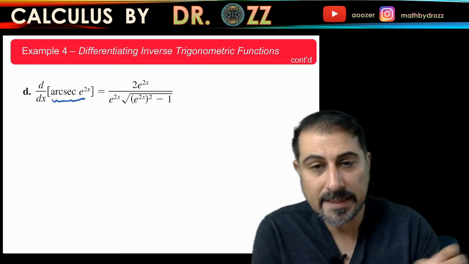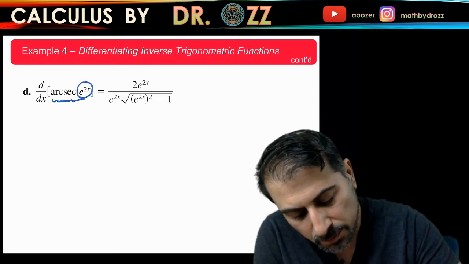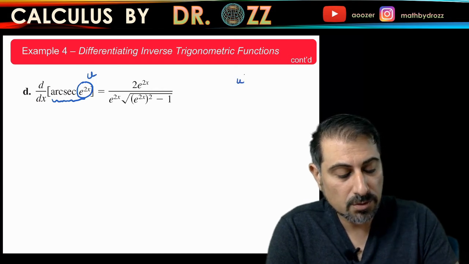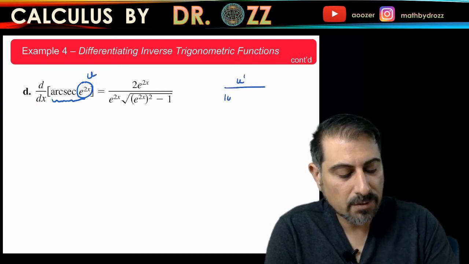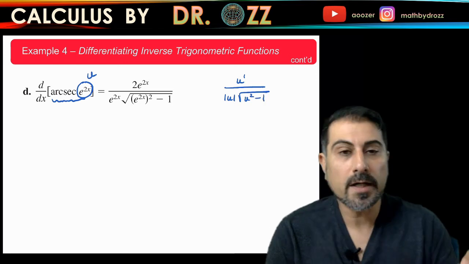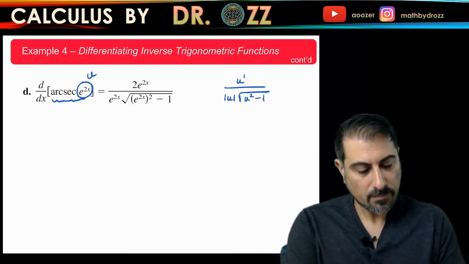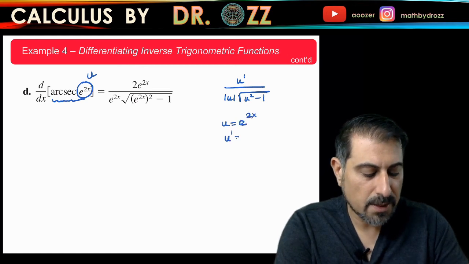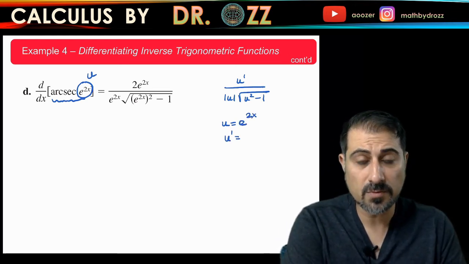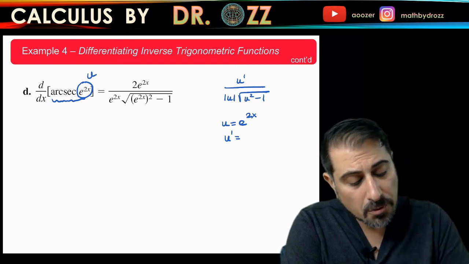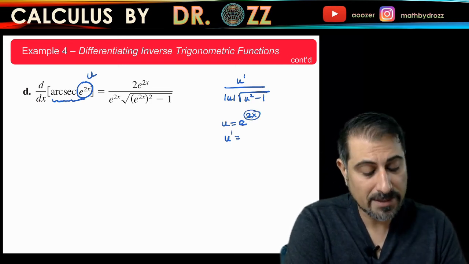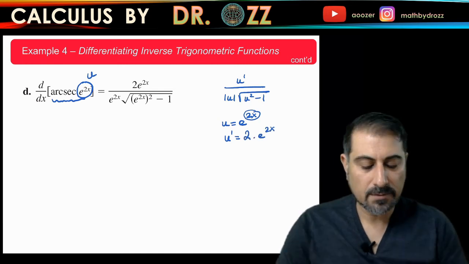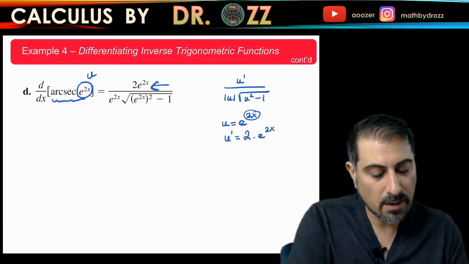We have arcsecant e to the 2x. Call this function u. And the derivative of arcsecant u is u prime over absolute value of u times radical u squared minus 1. Okay, what is u prime? Well, u equals e to the 2x, so u prime comes from the rule for differentiating exponential functions whose exponent is a function as well. You take the derivative of the exponent and multiply by itself. So this is the derivative of u.